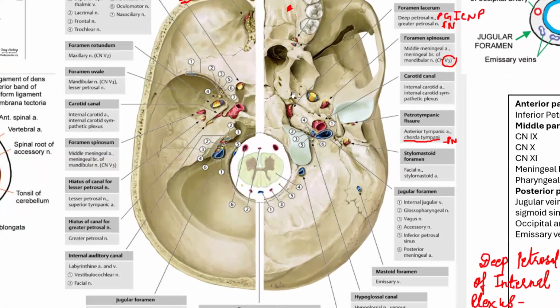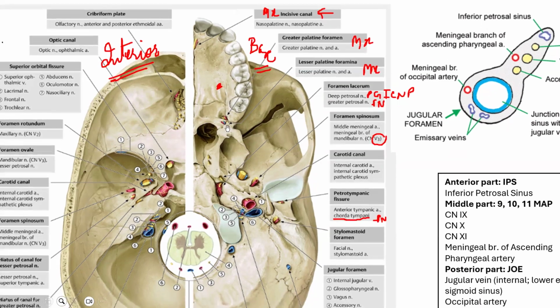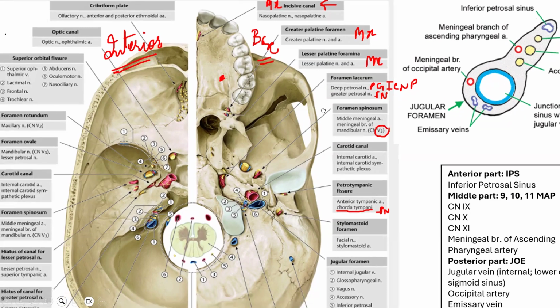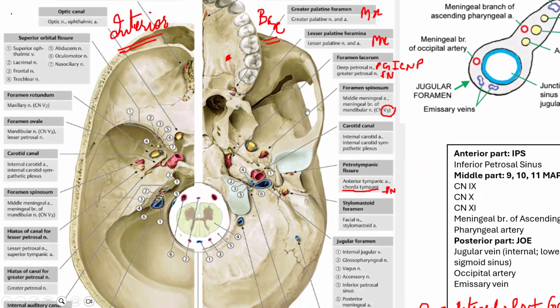No problem. Okay. Now the next is the greater palatine foramen. So this is the greater palatine foramen through which the greater palatine nerves and arteries are passing. Again, they are the branches of the maxillary division of the trigeminal nerve. We also have the lesser palatine nerves, again, which are branches of the maxillary division of the trigeminal nerve. Now, there is a foramen which is known as foramen lacerum.